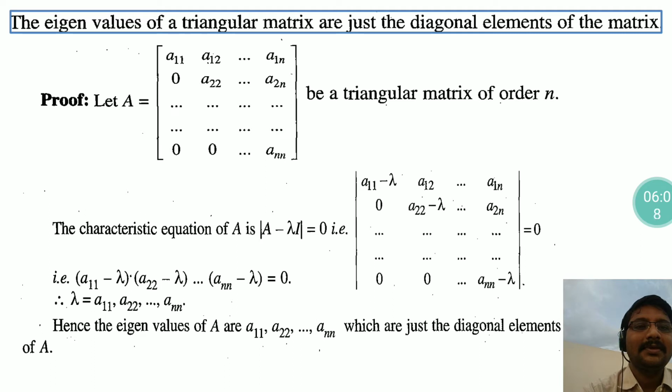Hence proved. Whenever the matrix A is given as 1, 2, 3, 0, 2, 5, 0, 0, 6, then the principal diagonal elements are 1, 2, 6. These are the eigenvalues of the triangular matrix. So the eigenvalues of a triangular matrix are computed very easily. We just take the principal diagonal elements, whether it is upper triangular or lower triangular. So once again, the eigenvalues of a triangular matrix are just the diagonal elements of the matrix.